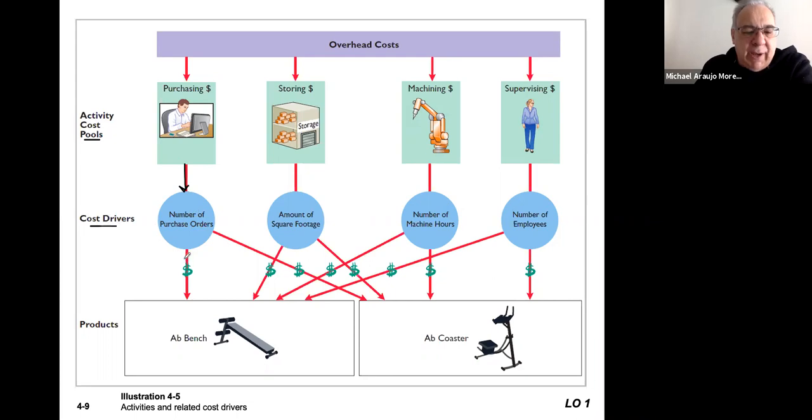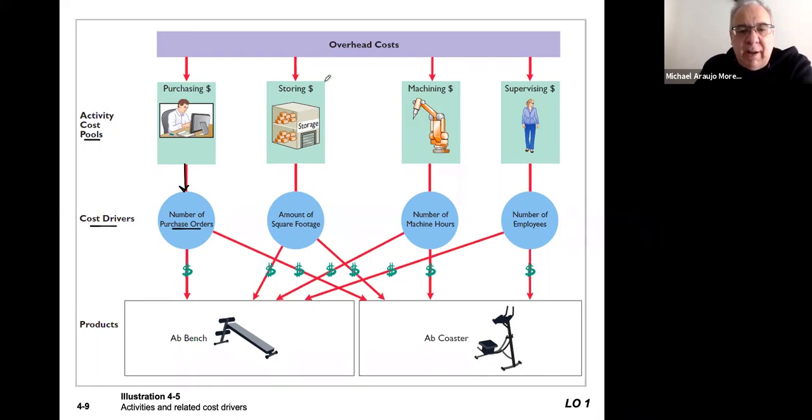And based on that, we allocate it to, well, how many purchase orders does it take to put together enough materials for the ab bench? And how much more or how much less were needed to put together those orders for the ab coaster? And look at it that way. Instead of, traditionally, they would just split it equal, right? A little bit here, a little bit there. Well, maybe it just takes a lot more to do an ab coaster than an ab bench. And so shouldn't the cost be allocated there, is what ABC is saying.